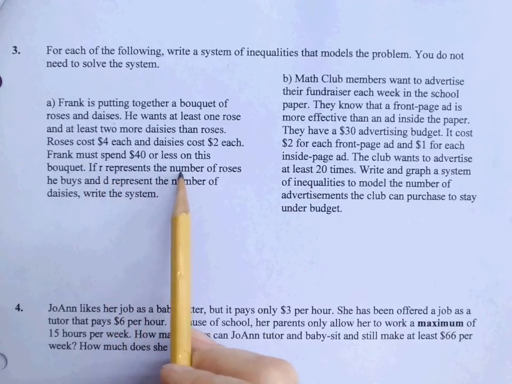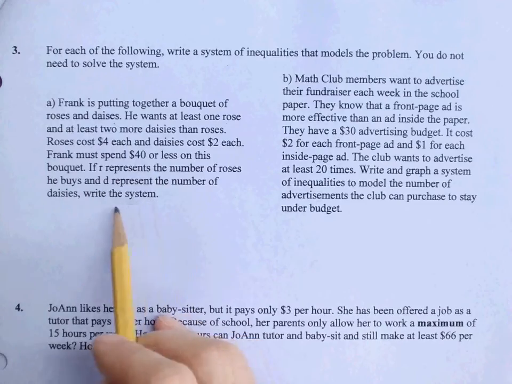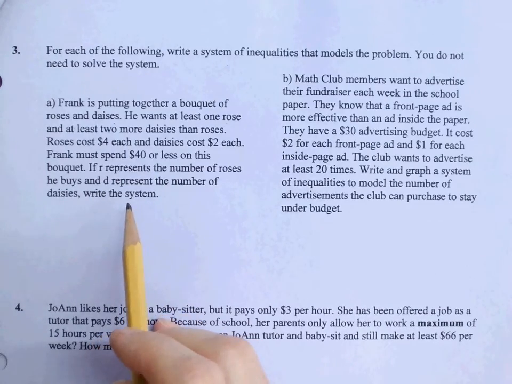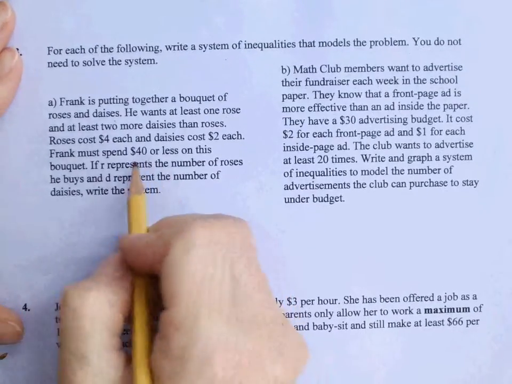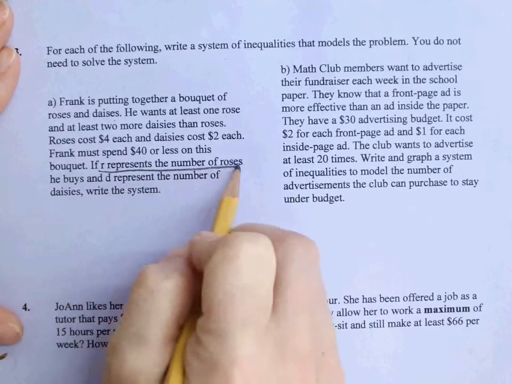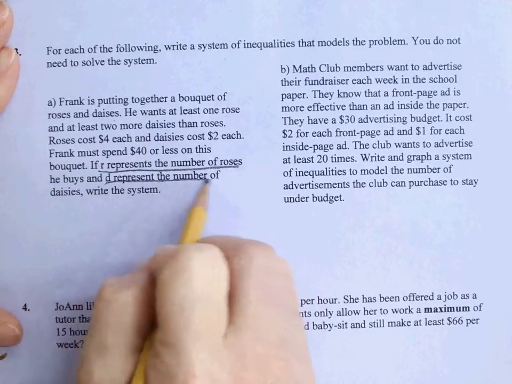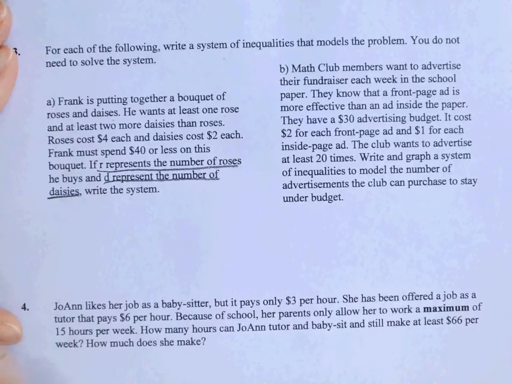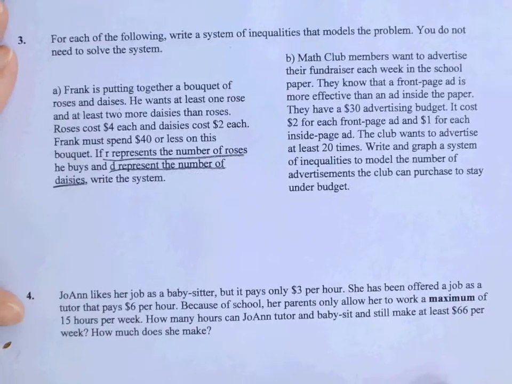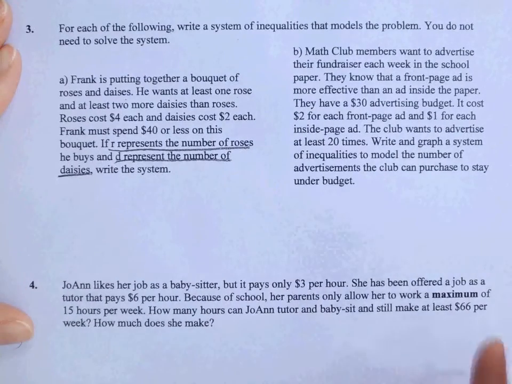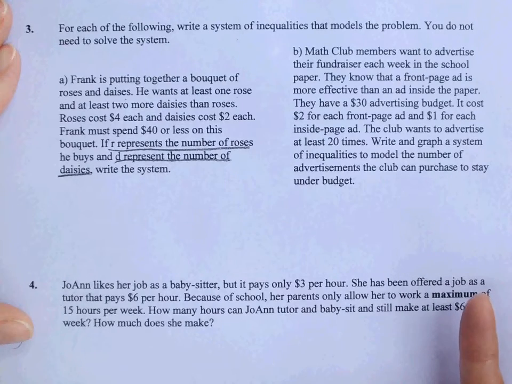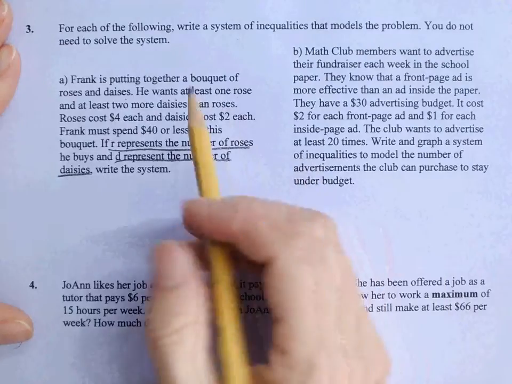If R represents the number of roses he buys and D represents the number of daisies, write out the system. Okay, so we're going to remember that R is roses, D is daisies when we do this. So let's go ahead and do this system. Just a quick reminder, a system of equations is 2 or more equations or inequalities.